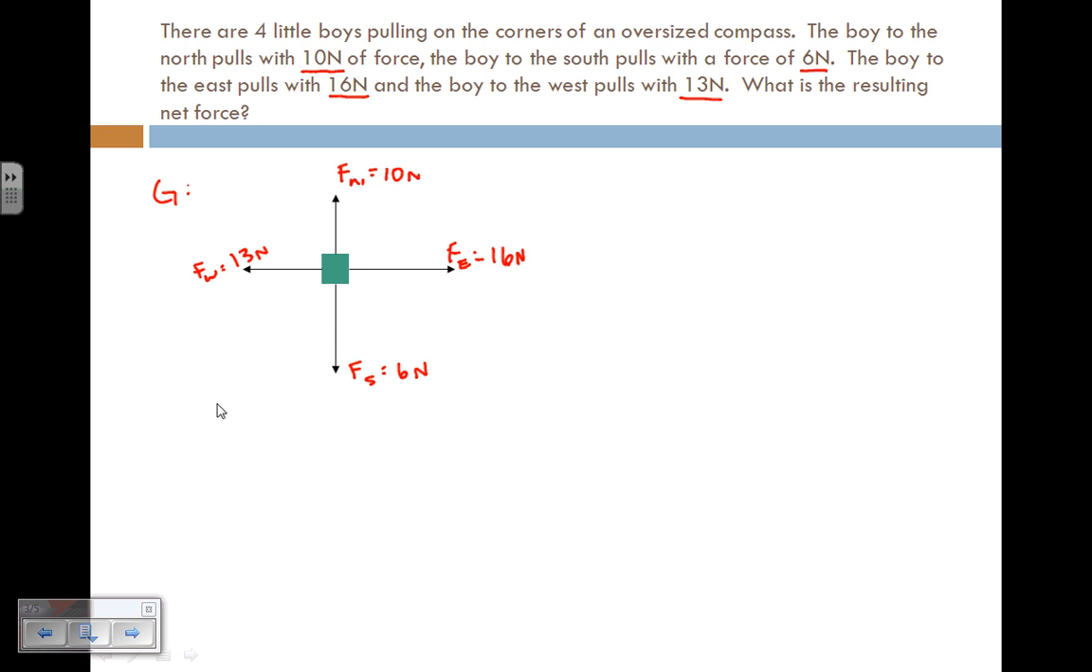Alright, there was no other given information. They just want to know what the resulting net force is. Again, we have unbalanced forces here, in two dimensions, not just one. Up and down, they're unbalanced. This is 10, this is 6, so they're not even. And over here, this is 13, and this is 16, right? So the unknown here is going to be the net force.